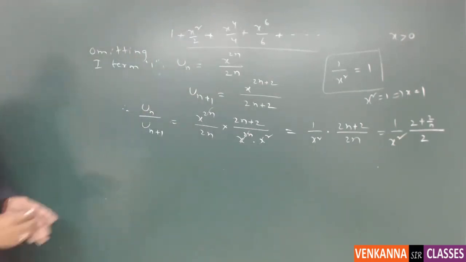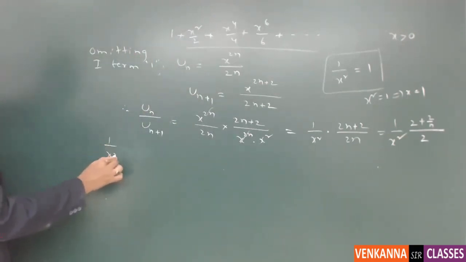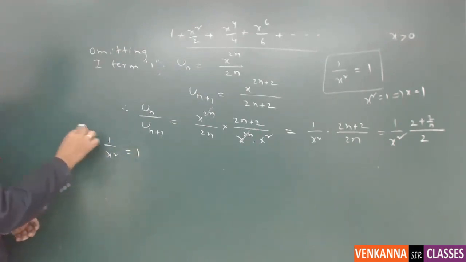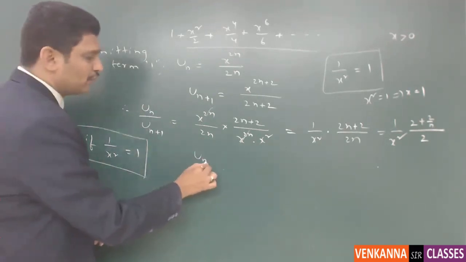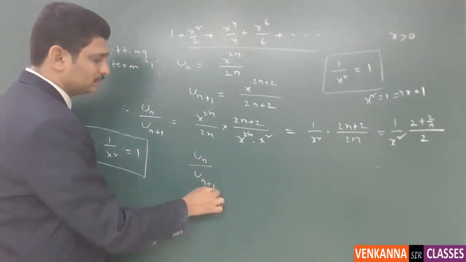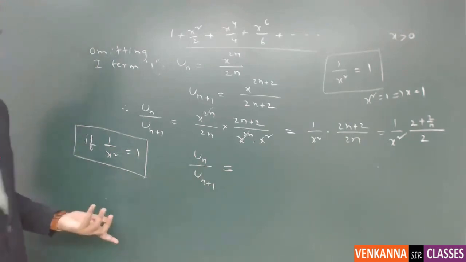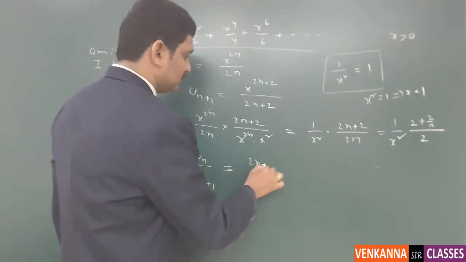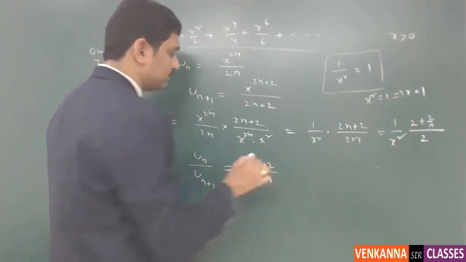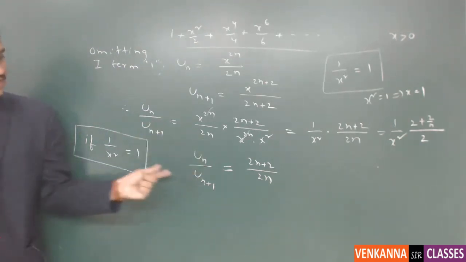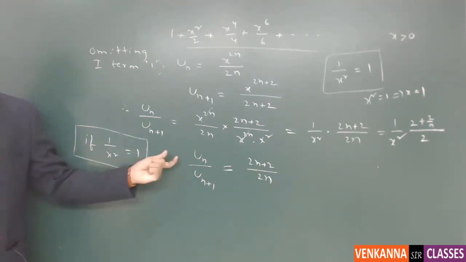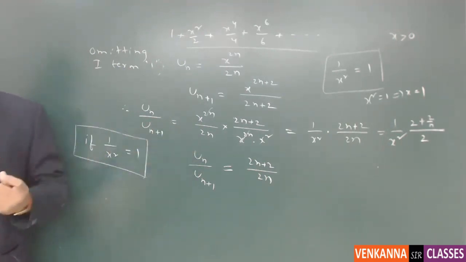So what happens if the limit portion 1 by x square is equal to 1, then the value of un by un plus 1 is equal to n plus 2 by 2n, and to decide the nature of the series here, how to go ahead? Any idea or clue?